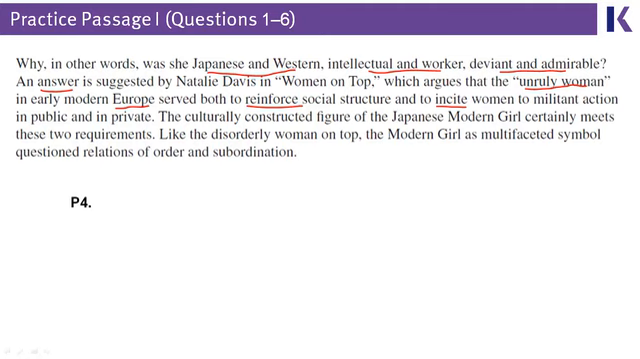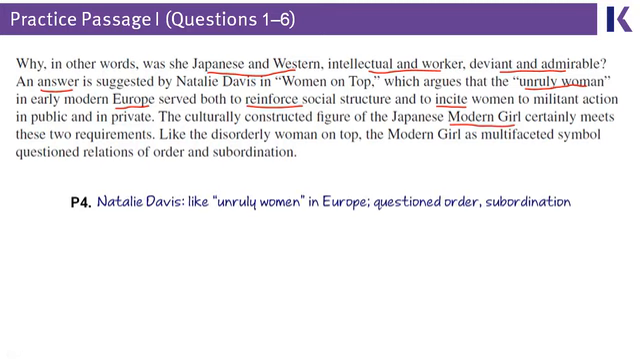They reinforce the social structure of what it looks like to be a traditional woman, and they incite traditional women to make changes. The author agrees that the modern girl is very much like the unruly woman because she meets these two requirements. And we get at the end that the modern girl was a multifaceted symbol and questioned common social structures. So an outline for this paragraph, you want to put Natalie Davis because that's a new person that the author is introducing. There is that unruly woman in Europe that answered the question of what is the modern girl, and the modern girl is two different things, reinforcing of social structures and also challenging those social structures.